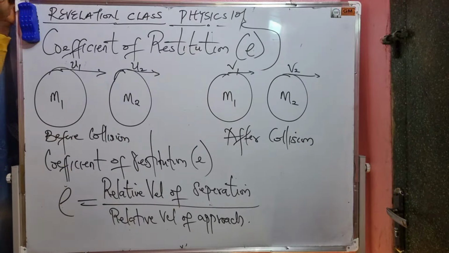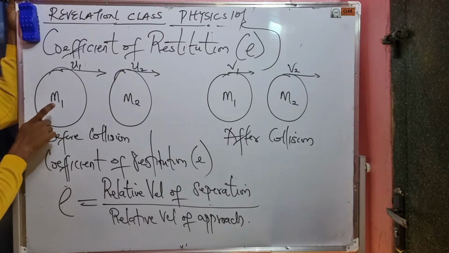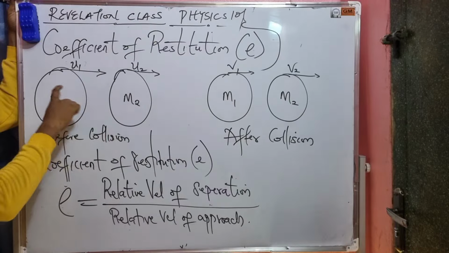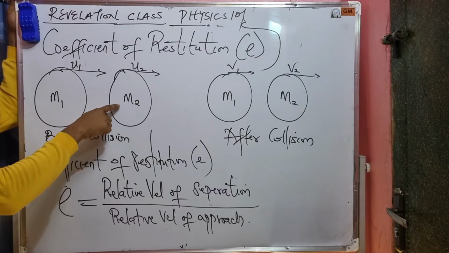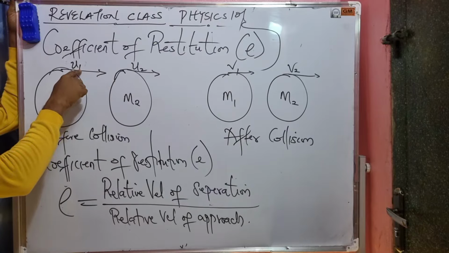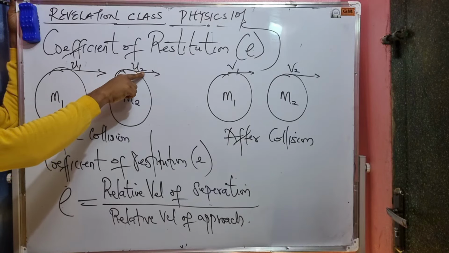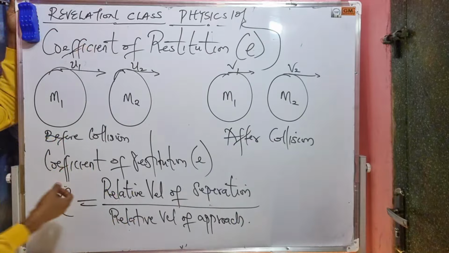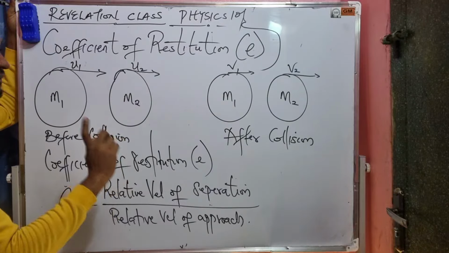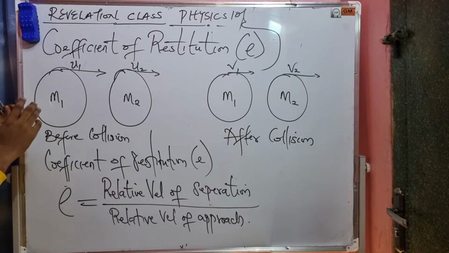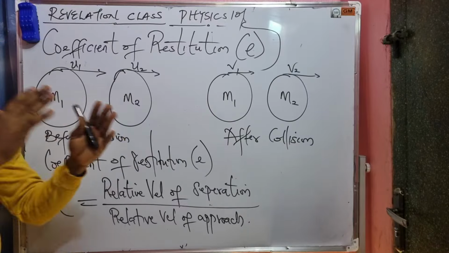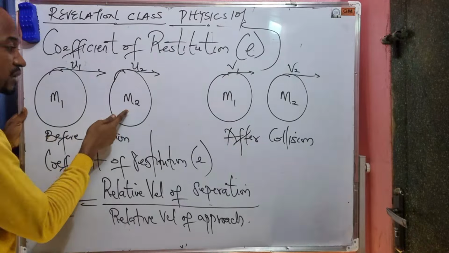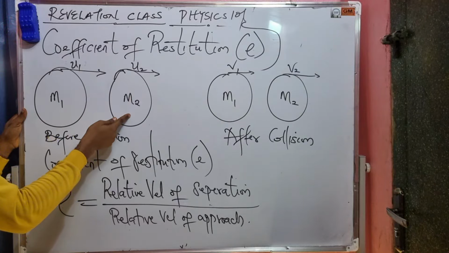Look at this. Mass M1 is moving towards mass M2. For mass M1 to actually get to M2, that means that our U1 must be greater than U2. So it means that velocity of approach simply means how fast the two masses are moving close to each other. How fast is the first mass moving close to M2?